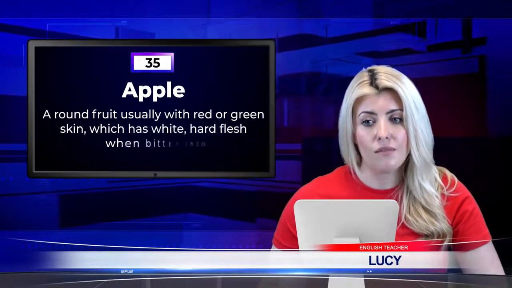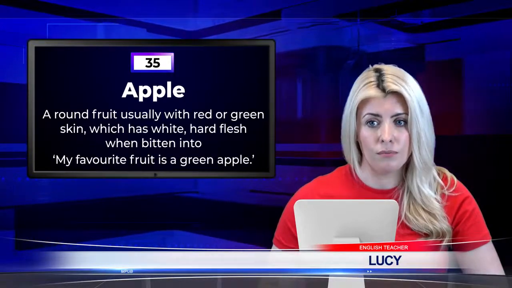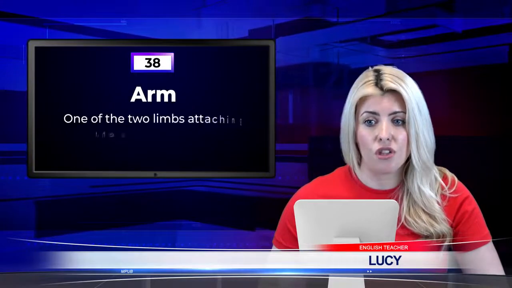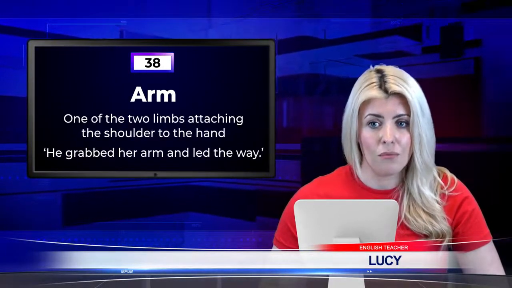Apple, a round fruit, usually with red or green skin, which has white, hard flesh when bitten into. My favourite fruit is a green apple. April, the 4th month of the year. It is always really rainy during April. Area, a region or space. She lived in a very beautiful area of the country. Arm, one of the 2 limbs attaching the shoulder to the hand. He grabbed her arm and led the way.